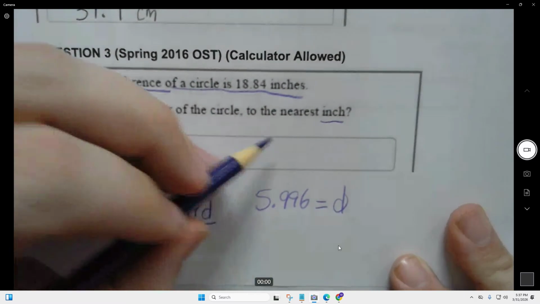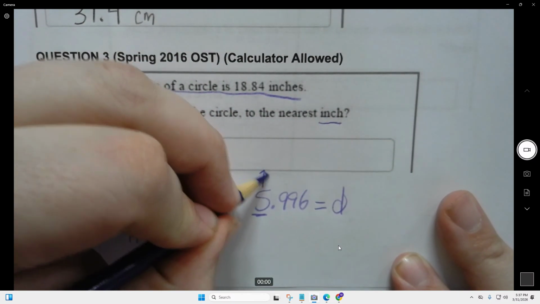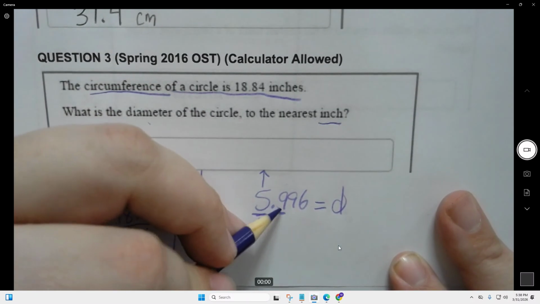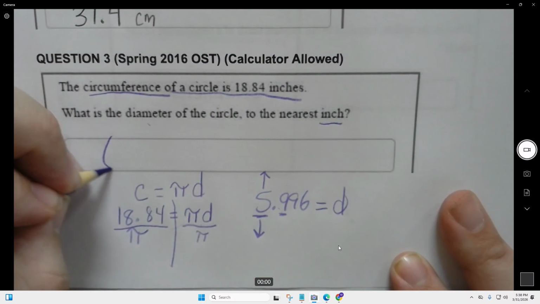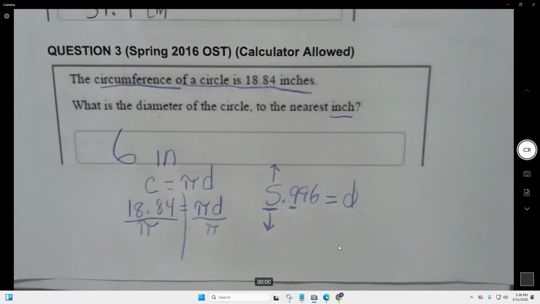So now we're going to the nearest inch, the nearest whole number. So this is going to round up or down based off the number next to it. This is a 9. So it's going to round up to 6. You're going to put 6 inches.